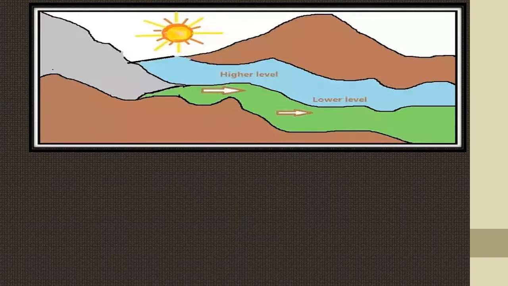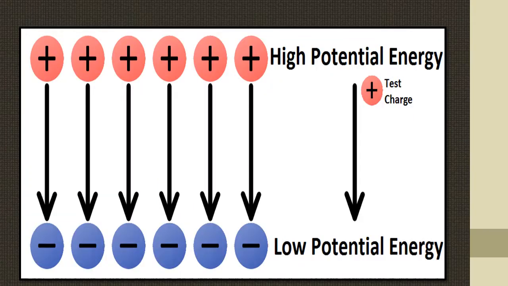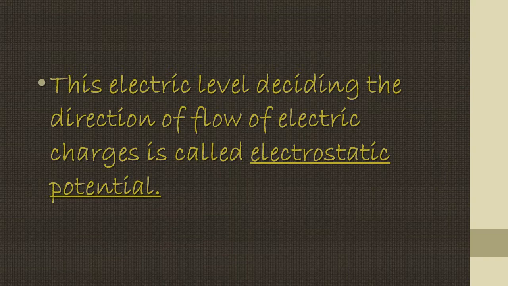Now students, water or a liquid flows from a higher level to a lower level. Heat always flows from a body at a higher temperature to a body at a lower temperature. Similarly, there is a tendency of the positive charge to flow from a point of a higher electric level to a point of a lower electric level. This electric level deciding the direction of flow of electric charge is called the electrostatic potential.